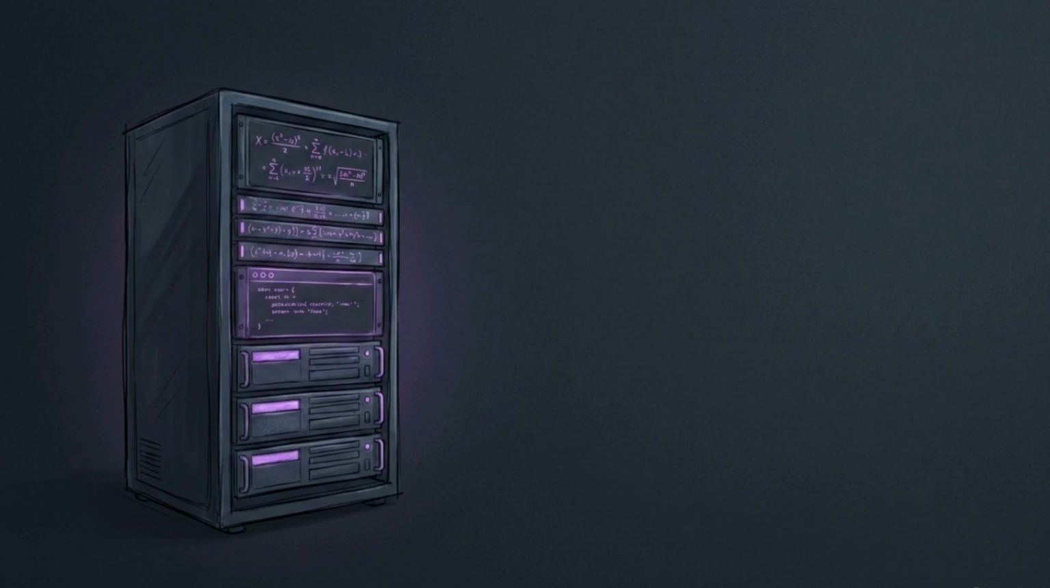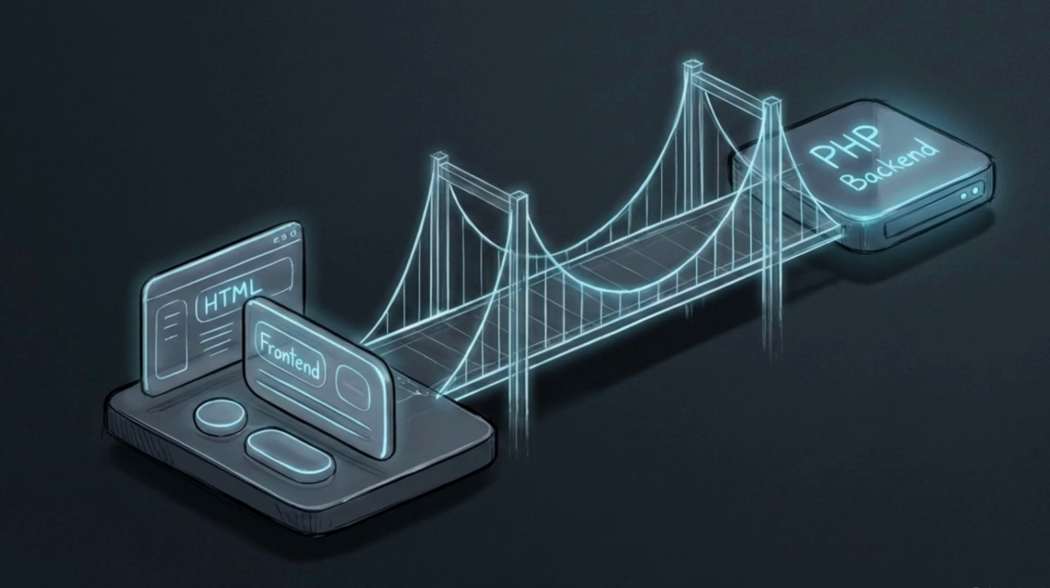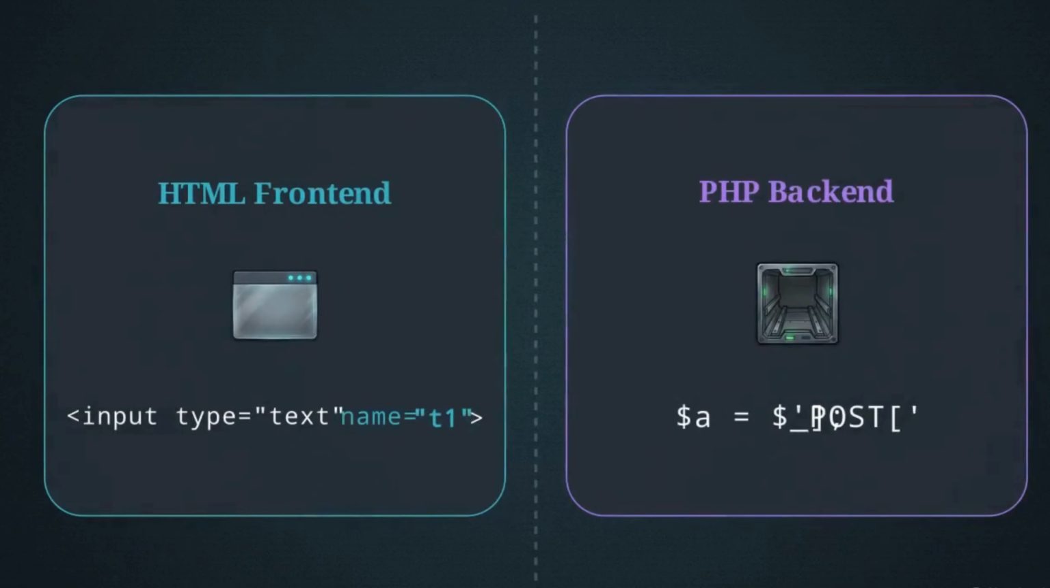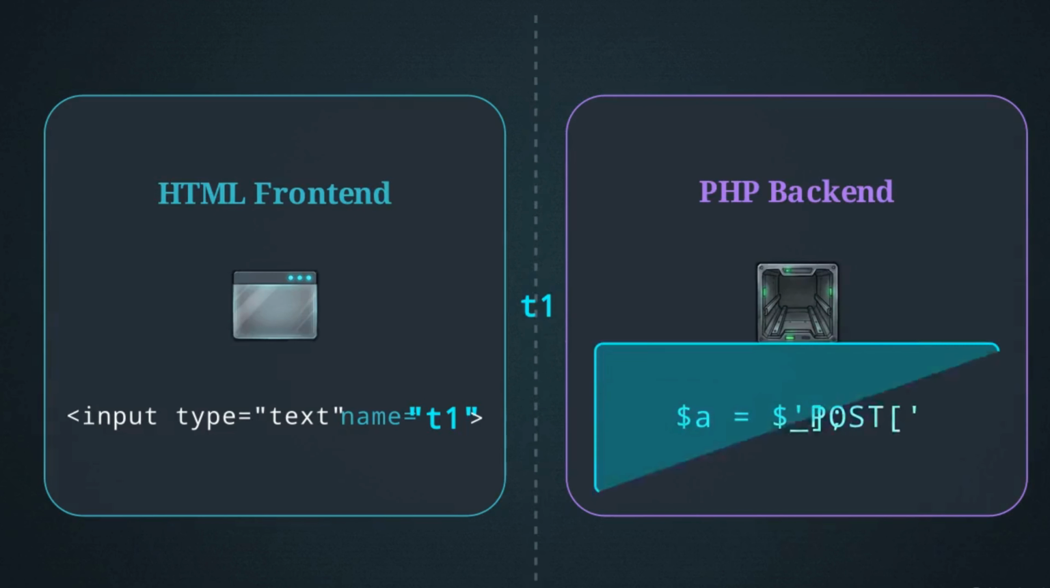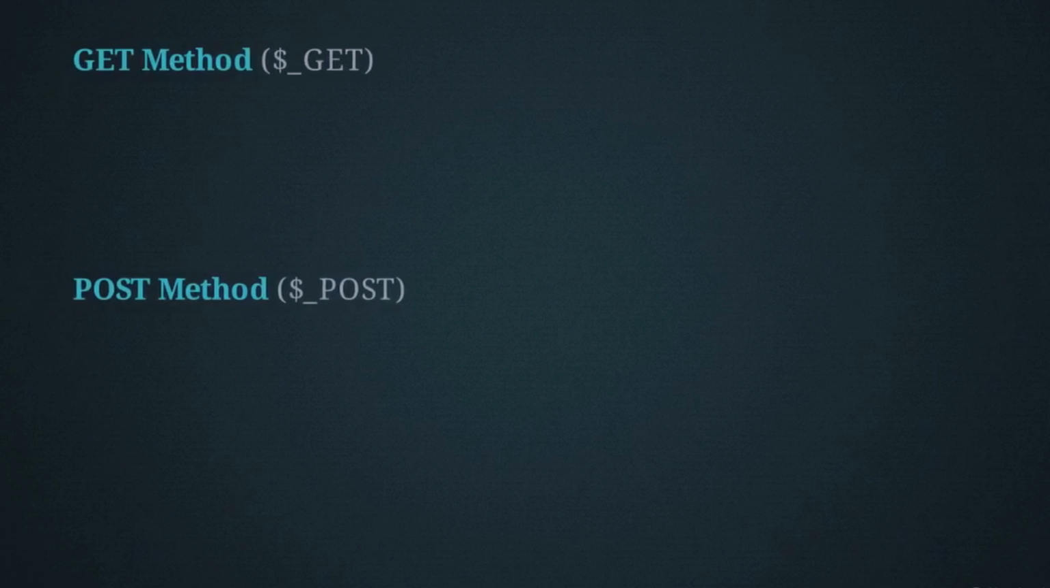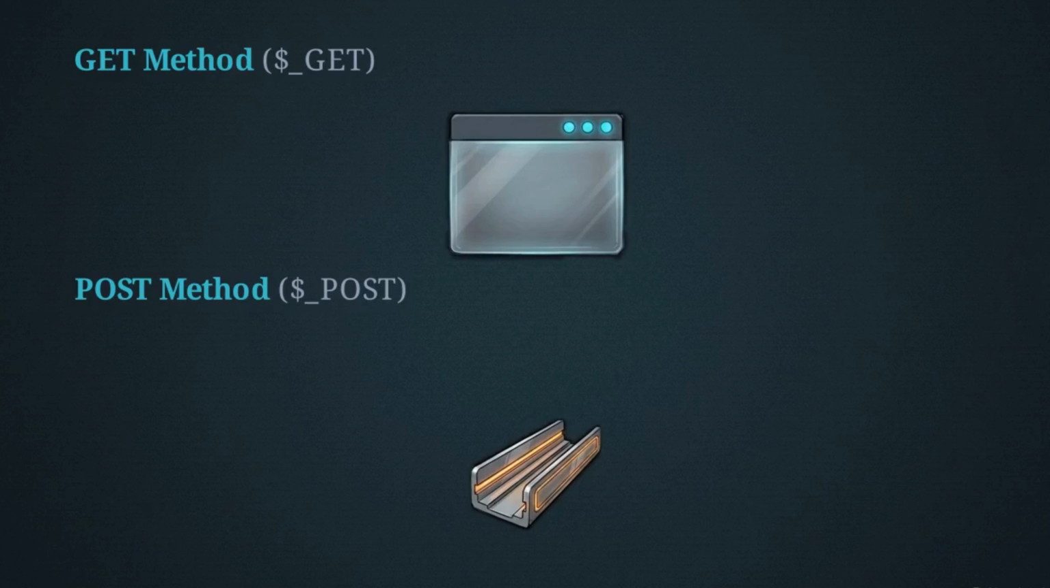Math logic executes internally. To make these scripts functional, we have to bridge the gap and hand data off from an HTML frontend to the PHP backend. This split-screen diagram illustrates the critical linkage point. The specific name attribute you assign inside your HTML input tag maps directly to the corresponding index inside your PHP superglobal array. Data travels across this bridge via 2 primary methods.